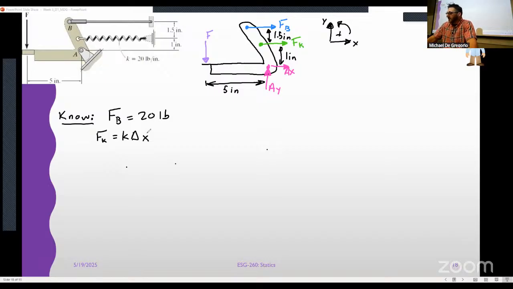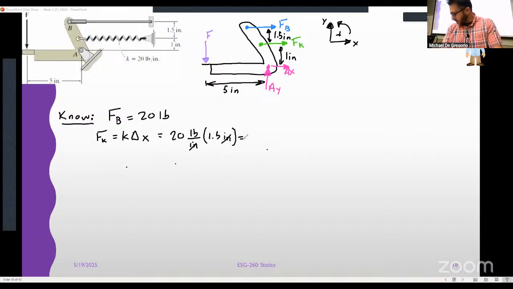There will be other problems where you'll be told, hey, check this out. The free length of this spring is 1 inch and it is now in this position, and it'll show you, well, it's stretched to 1.5 inches. So your delta is 1/2 of an inch. Okay, but in this case, we know what it is. 20 pounds per inch times 1.5 inches gives me 30 pounds, right?